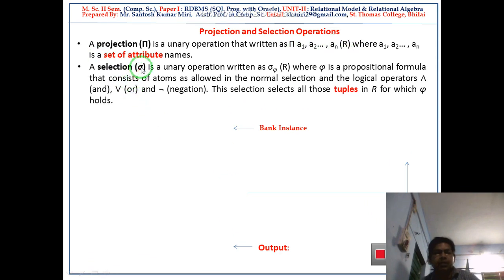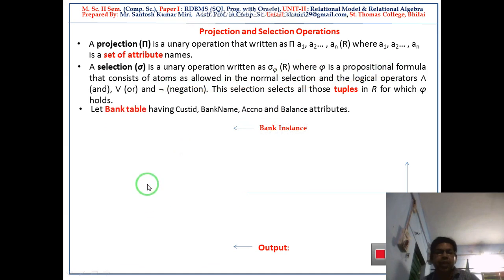A selection is denoted by sigma. It is a unary operation written as sigma psi, with the relation in brackets, where psi is a propositional formula that consists of atoms, as allowed in the normal selection, and the logical operators AND, OR, and negation.